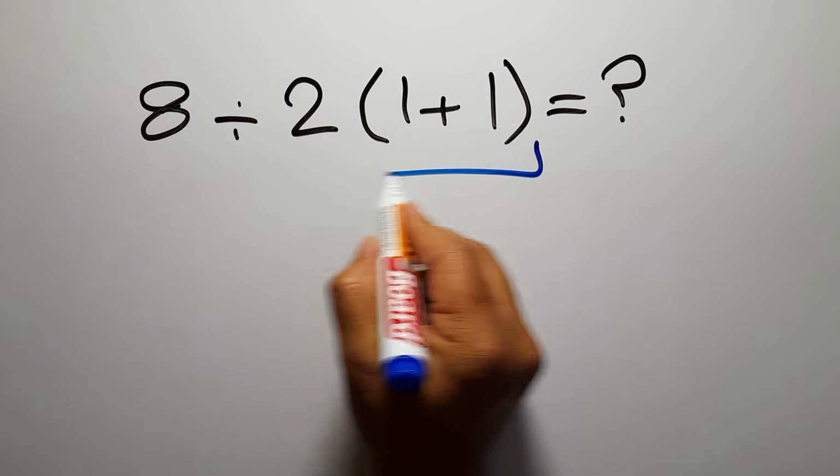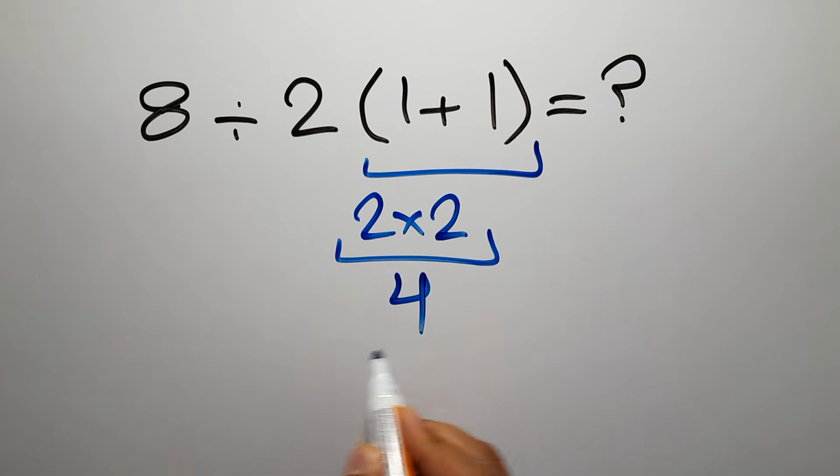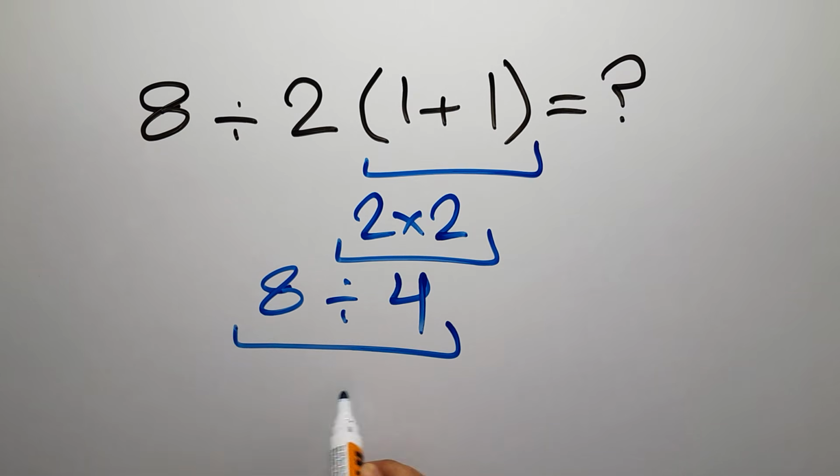1 plus 1 equals 2. So 2 times 2 is just 4. And 8 divided by 4 equals 2. But this answer is not correct.